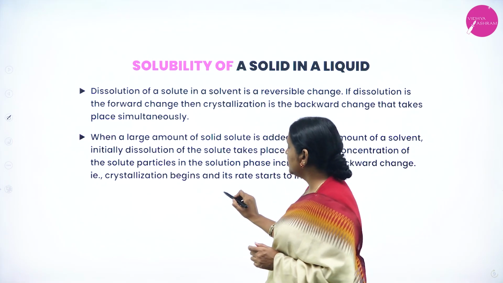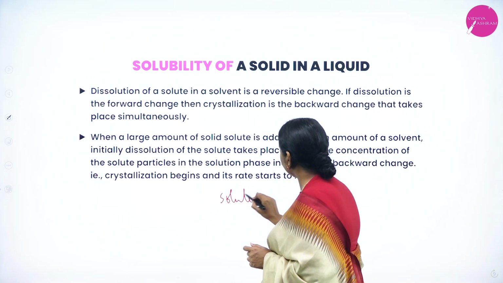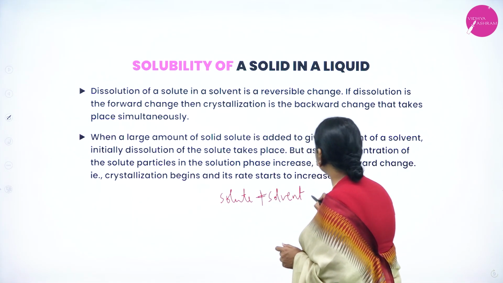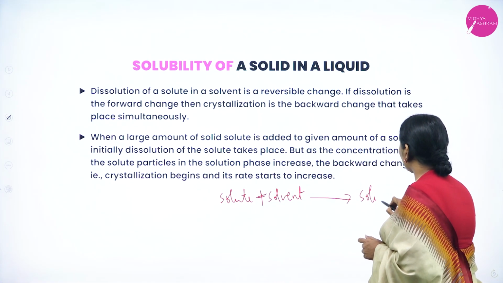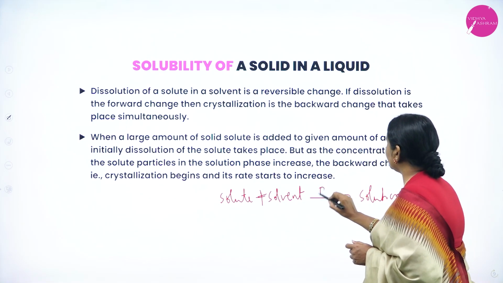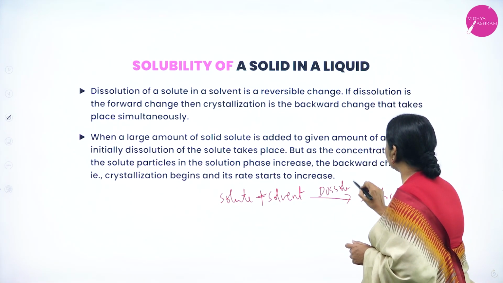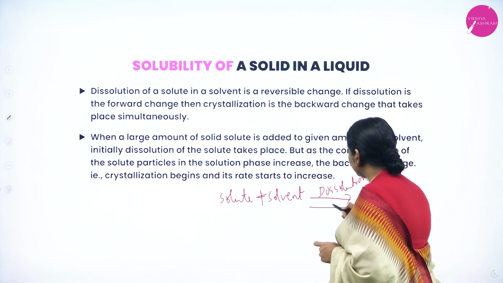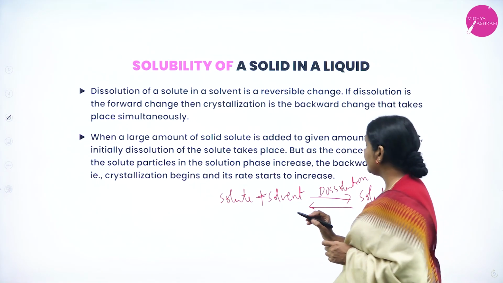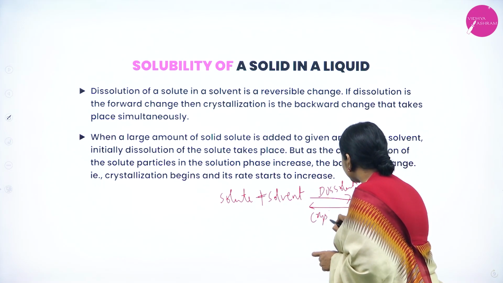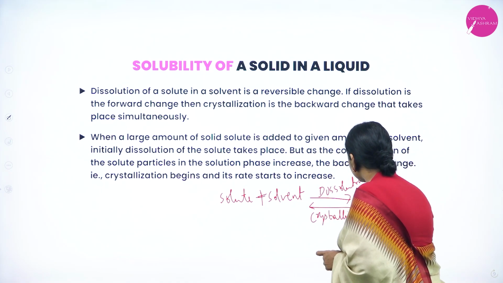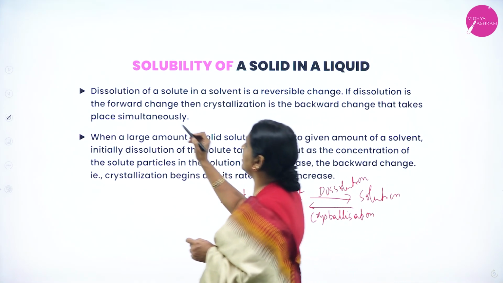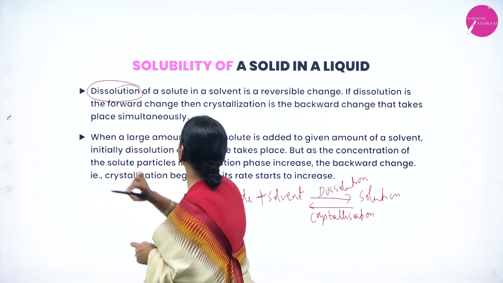Dissolution: when solute is added to solvent, it will form a solution. This is called dissolution. And this process is reversible. The backward process is called what? Crystallization. The forward process is called dissolution, and the backward is called crystallization.